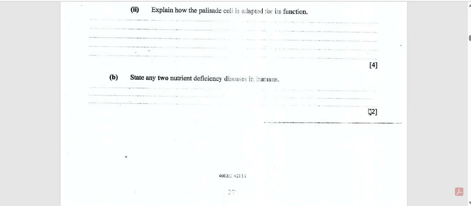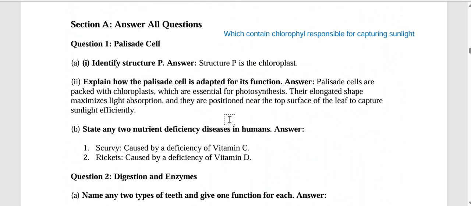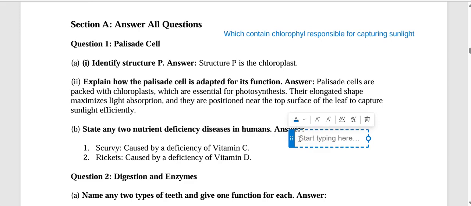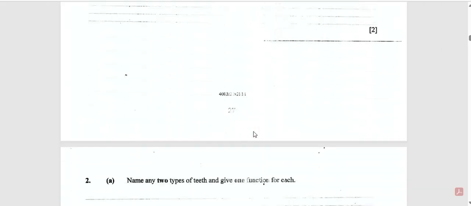Stating 2 nutrient deficiency diseases in humans. Any 2: scurvy, which is caused by deficiency of vitamin C; rickets, caused by lack of vitamin D; then kwashiorkor, caused by lack of proteins. It's another deficiency disease. All right, let's move on to the next question.